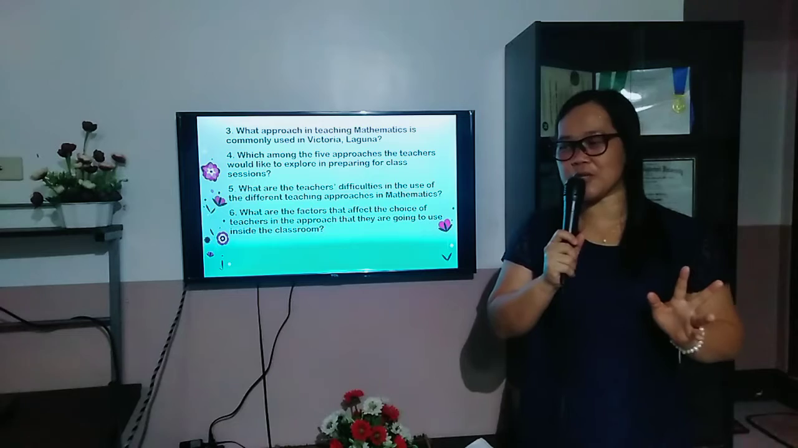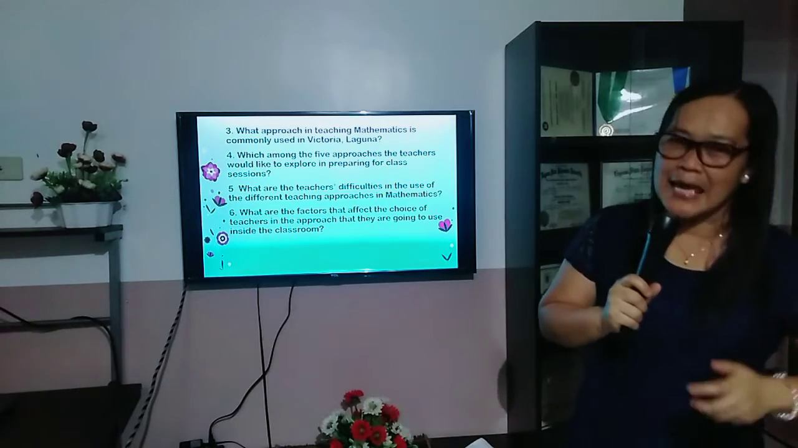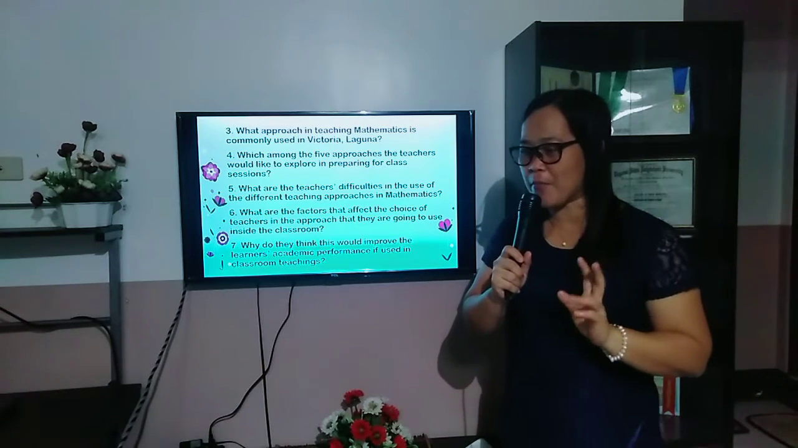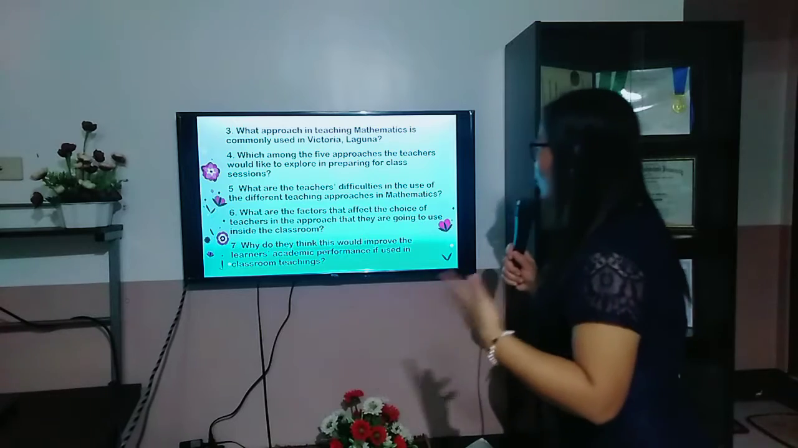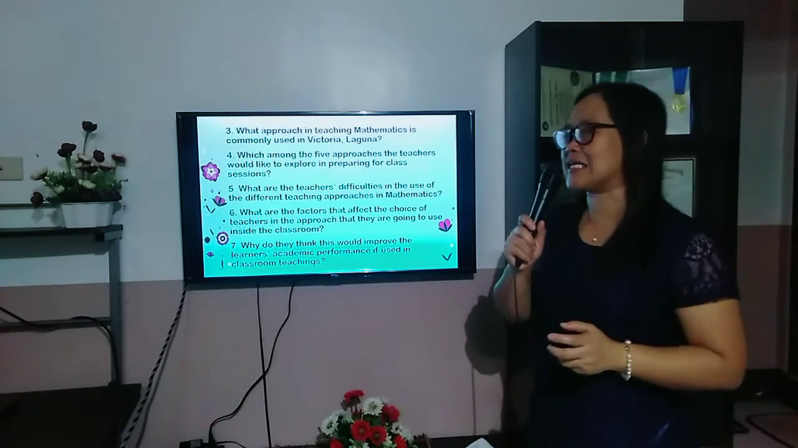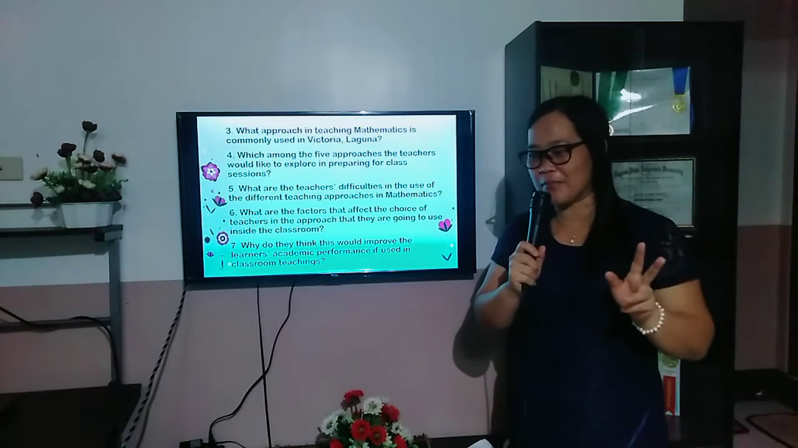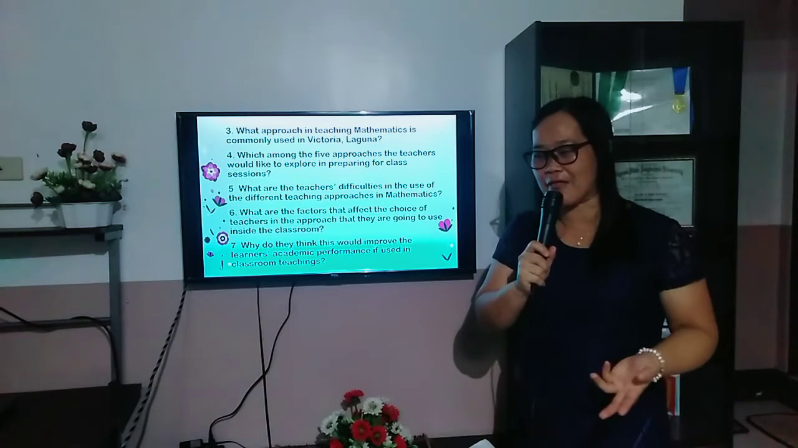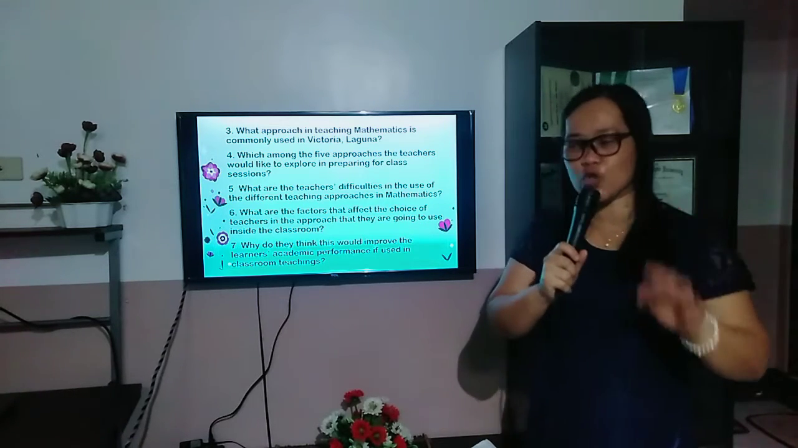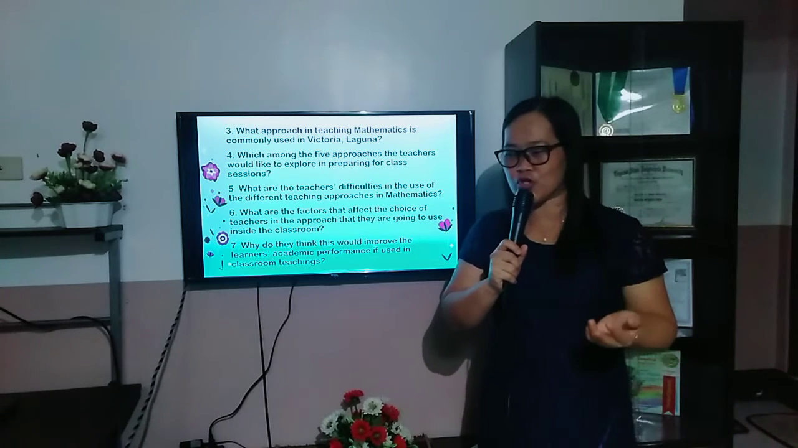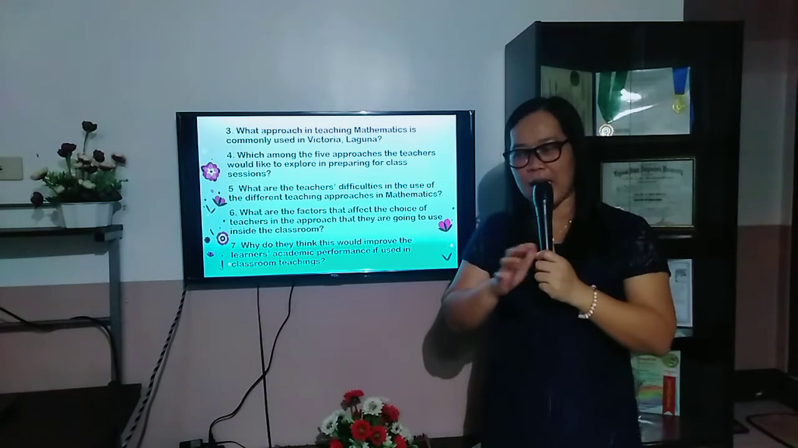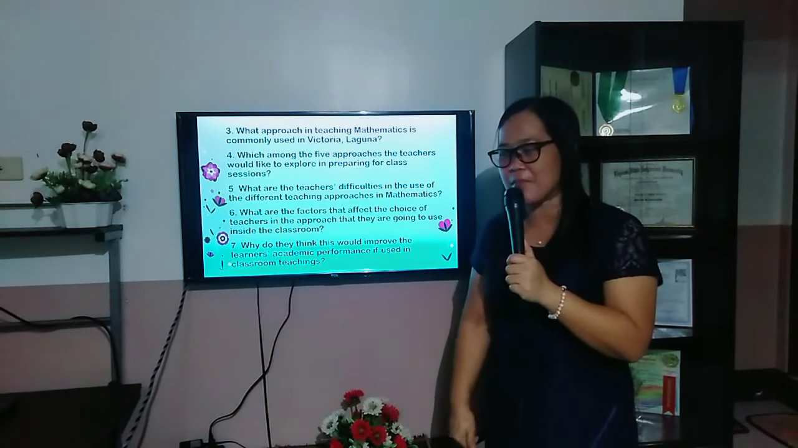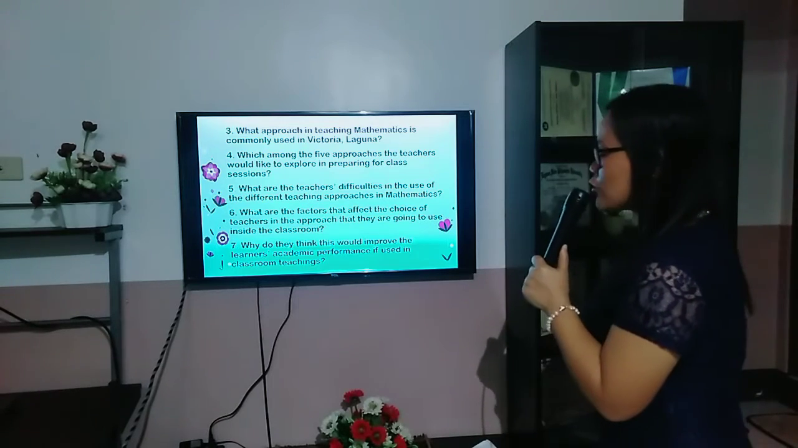What approach in teaching mathematics is commonly used in teaching math in Victoria, Laguna? The fourth one is, which among the 5 approaches the teachers would like to explore in preparing for class sessions? And the fifth statement of the problem is, what are the teachers' difficulties in the use of the different teaching approaches in math? What are the factors that affect the choice of teachers in the approach that they are going to use inside the classroom? And also, why do they think this would improve the learner's academic performance if used in classroom teachings?